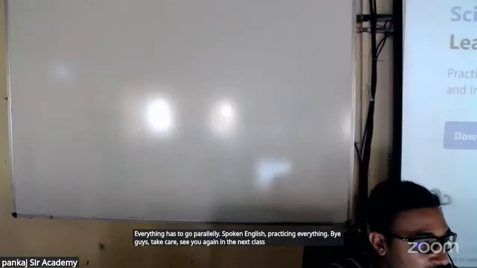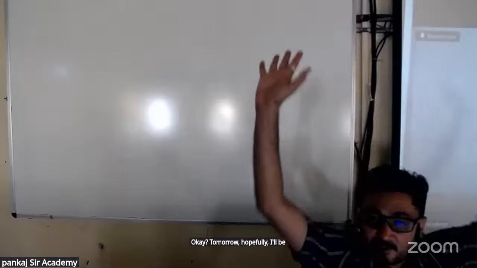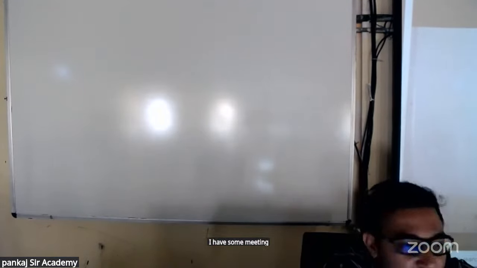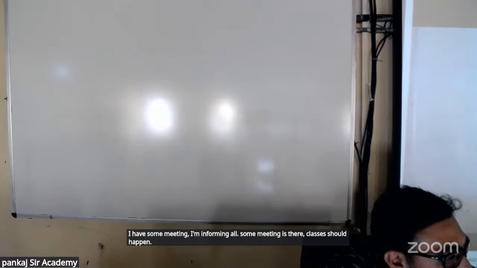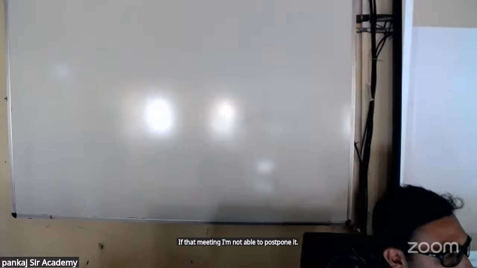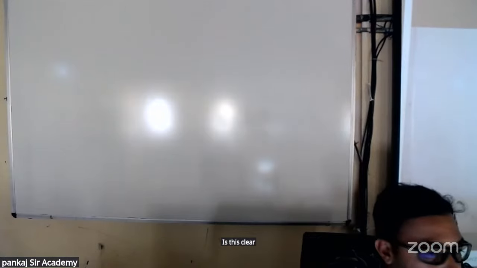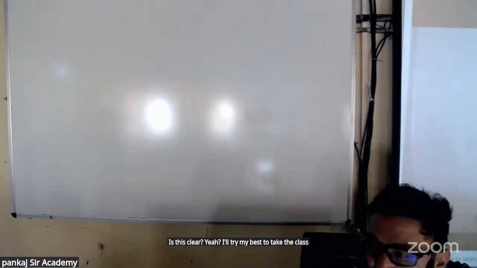Tomorrow hopefully I'll be taking the class, 99%. I have some meeting, and I'm informing everyone. Classes should happen. If I'm not able to postpone that meeting, then tomorrow I'll not take the class, directly on Monday. Is this clear? I'll try my best to take the class tomorrow, but I'm telling you this well in advance. Okay? Bye.